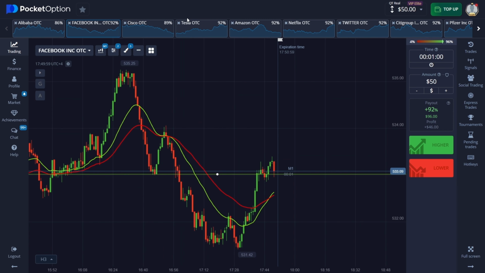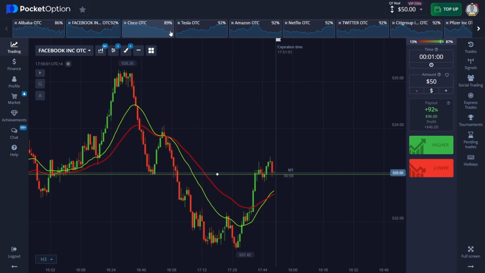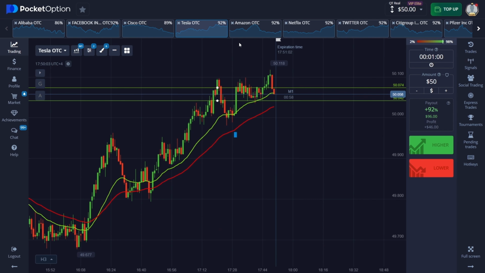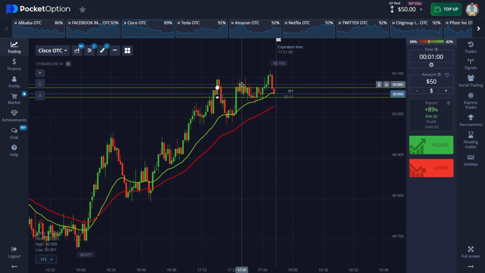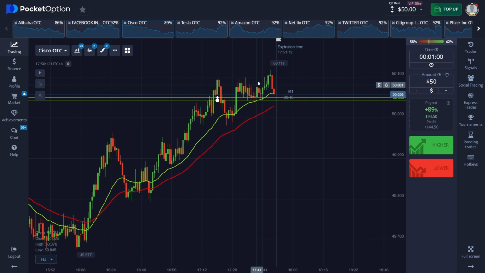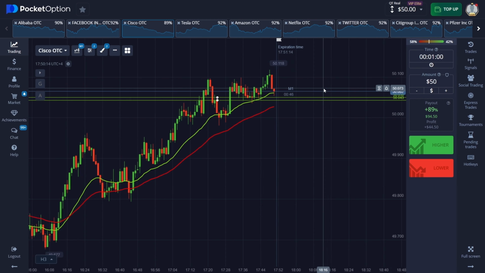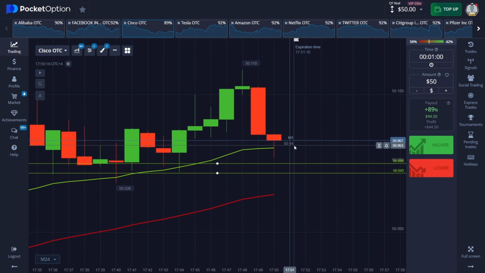I'm choosing the OTC market for a 1 minute time frame, and my candle timing is also 1 minute. Currently, I'm using a clock timer. Let's find a trade for $50. Here it looks like a good trade based on the moving average on Cisco OTC, but let's wait for a good entry.